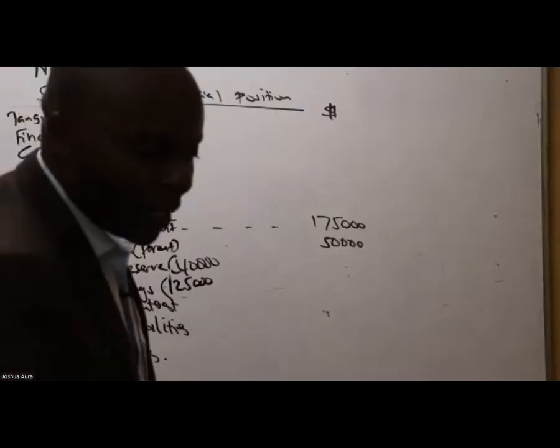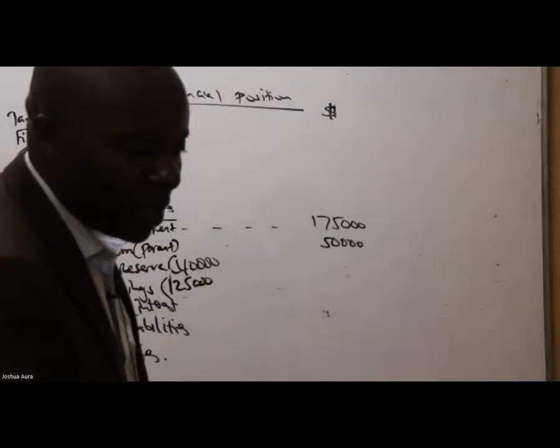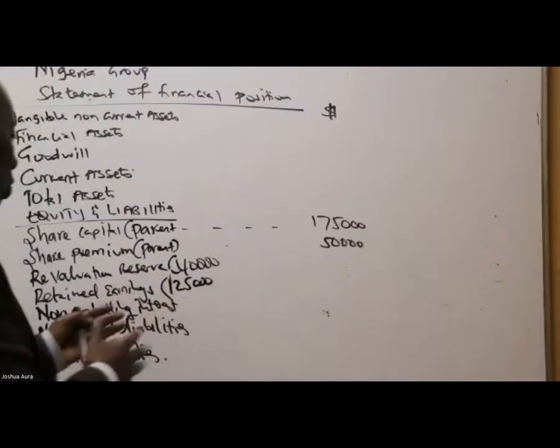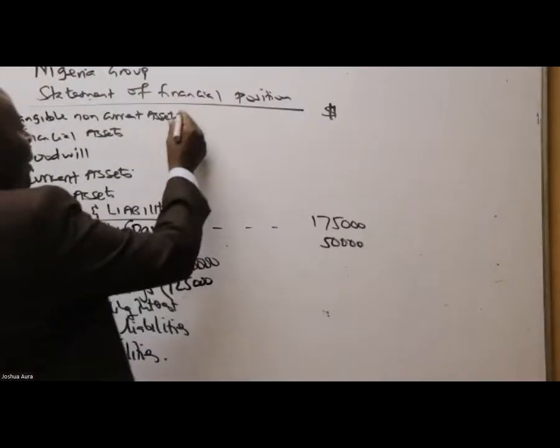So tangible non-current assets, what do we have here? Ladies and gentlemen, I can see Nigeria as 218,000 and Lagos as 100,000. So please come and combine the two. So 218,000 plus 100,000, because consolidation is all about adding.